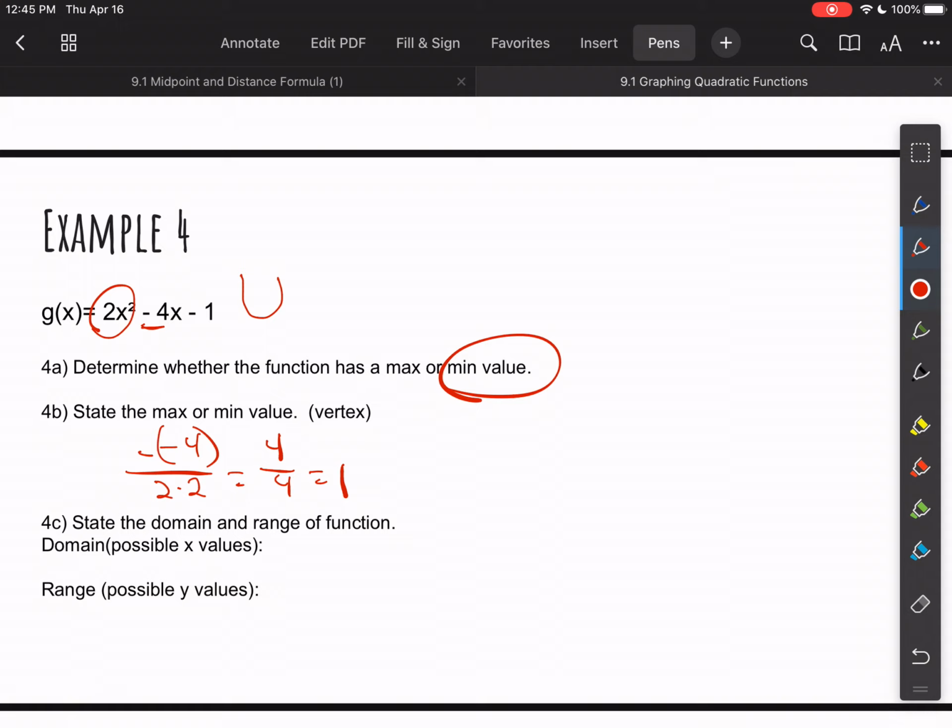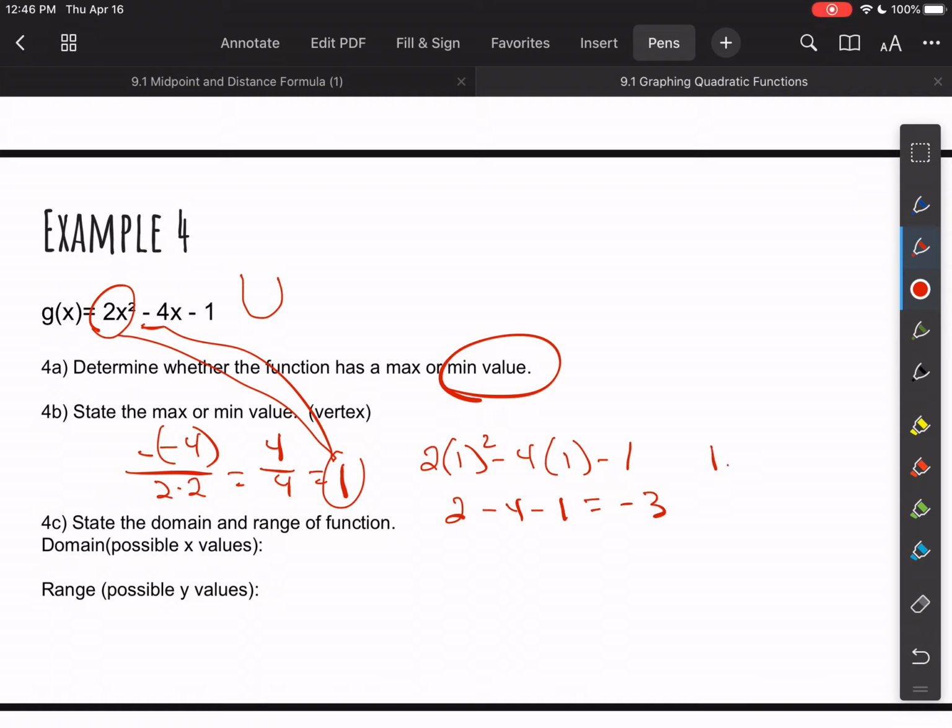Then I'm going to plug that back in for x in order to get my y value. So 2 times 1 squared minus 4 times 1 minus 1. This gives me 2 minus 4 minus 1. 2 minus 4 is negative 2. Negative 2 minus 1 is negative 3. So my vertex is 1, negative 3, sorry. So there's your vertex, and that is the minimum value.